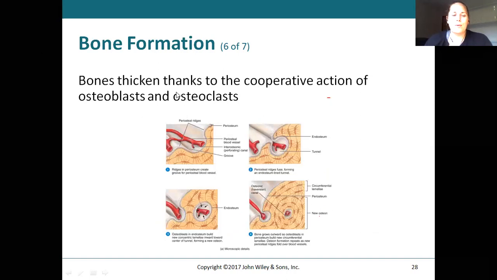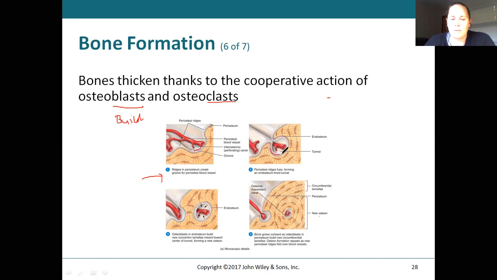Okay, so bone thickness. That's what it was. Thanks to the cooperative action of osteoblasts and osteoclasts. So going back to the first definitions, osteoblasts are building the cells and osteoclasts are carving the cells out. So here you can see the osteoclasts in the periosteum create a groove for the periosteal blood vessel, so that blood vessel exists there.